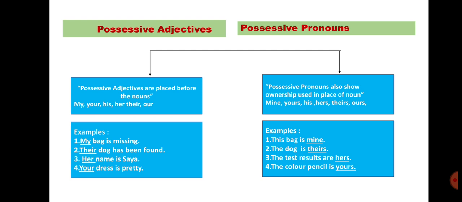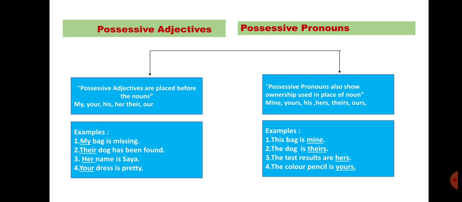Their dog has been found. The dog is theirs. Her name is Saya. The test results are hers. Your dress is pretty. The color pencil is yours. Remember, possessive adjectives are placed before the nouns, whereas possessive pronouns are used in place of a noun.